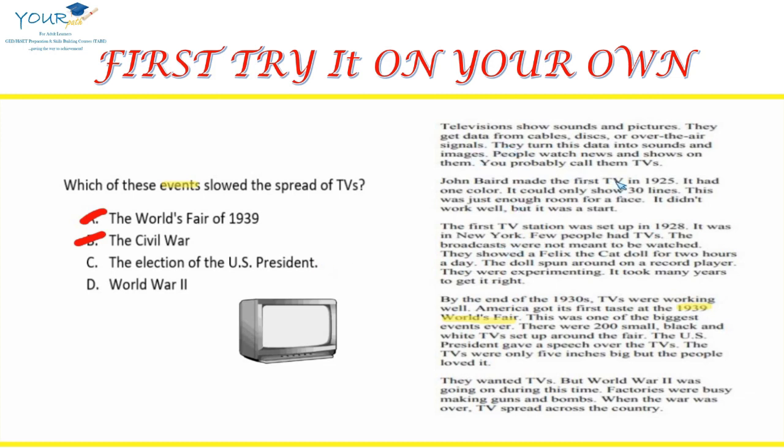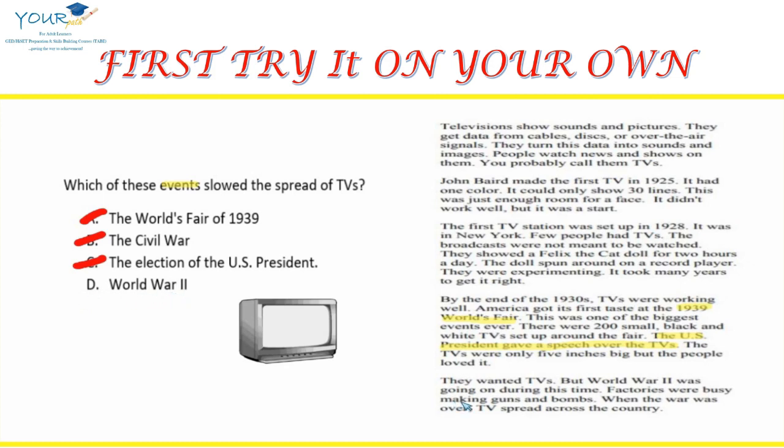So now we're ready to move on to option C, the election of the United States President. So now you would have read through this text a few times already. You would have skimmed through it. And so if you recall, in paragraph 4, there was something talking about the United States President. And here we have the United States President gave a speech over the TVs. However, there is nothing talking about the election of the United States President, and so we can eliminate option C because it does not apply. So now we're left with our only option, which is World War II.